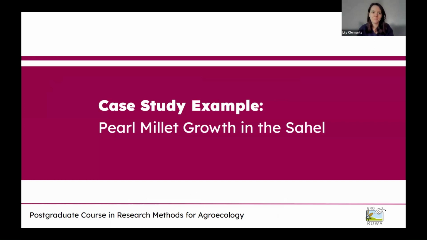So in this topic, we look at managing comparisons. And to look at this, we use the pearl millet growth in the Sahel example, which, as always, back in topic 1, we have a little bit more information on, including the paper that's related to it. And we dig into bits of the paper in here to help illustrate managing comparisons.